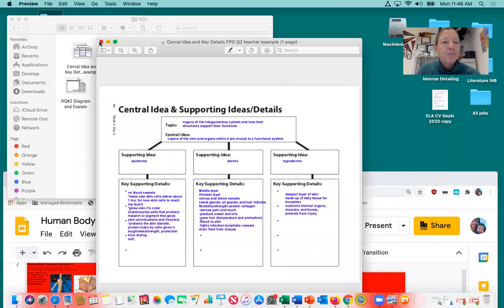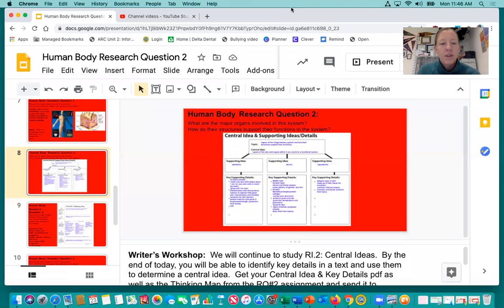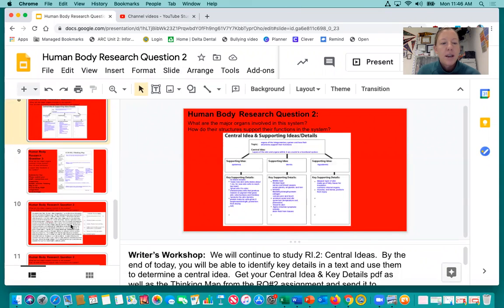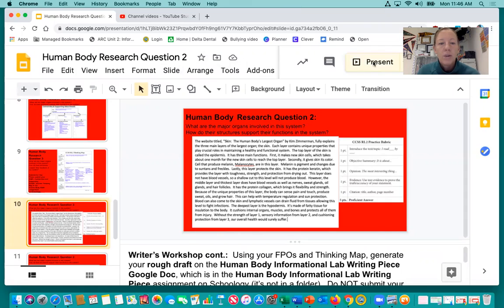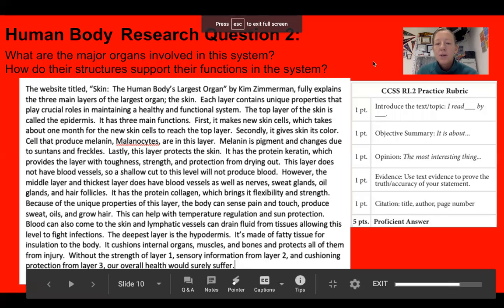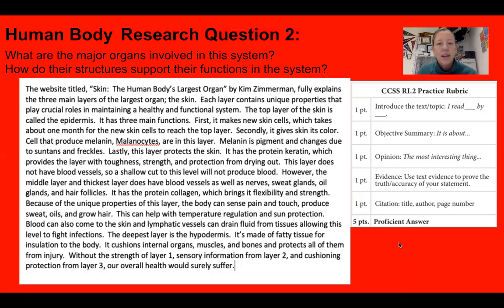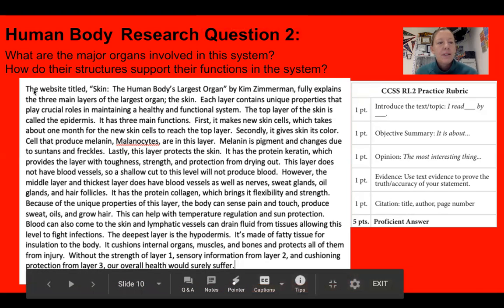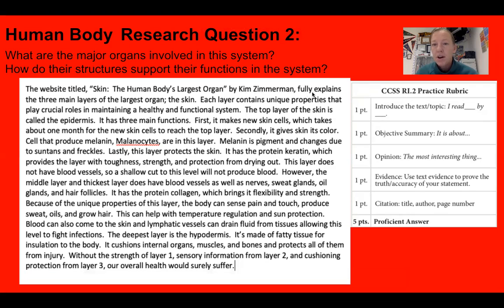So from there, you are going to then utilize that thinking map to build your rough draft, right? So here's my rough draft. Remember, this is how I'm being scored. So that always is there. And the website titled, here's my title, by that author. What does it do? It fully explains the 3 main layers of the largest organ, the skin. Each layer contains unique properties that play crucial roles in maintaining a healthy and functional system.